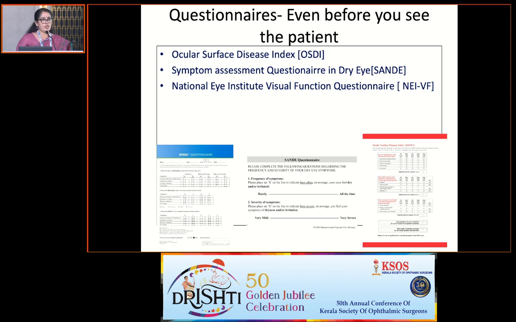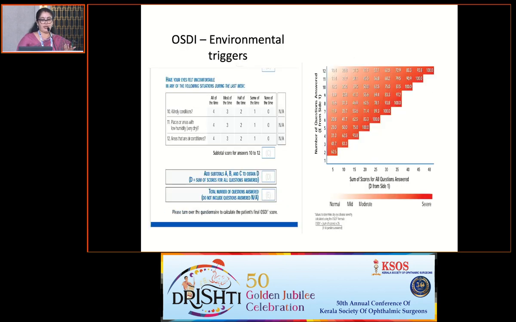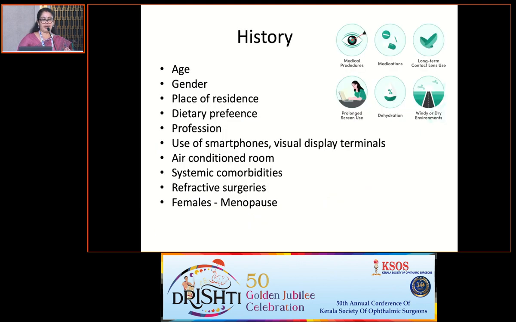So one of the easiest tools available could be the questionnaires. Lots of questionnaires are there. The OSDI or the Ocular Surface Disease Index is a favorite one. We can translate it into the local language, and the advantage is that the patient can fill it even before we see the patient, so it can be a very useful starting point. So we get a score and we can start from there.